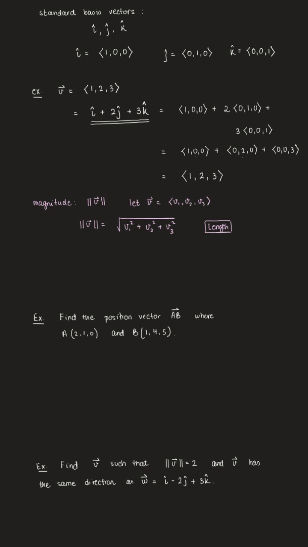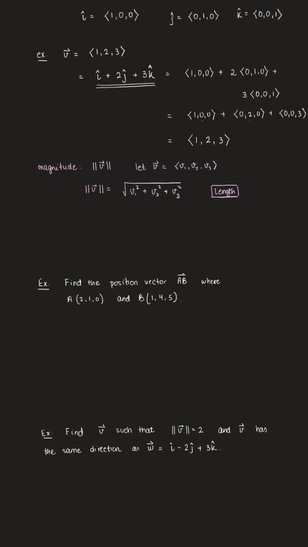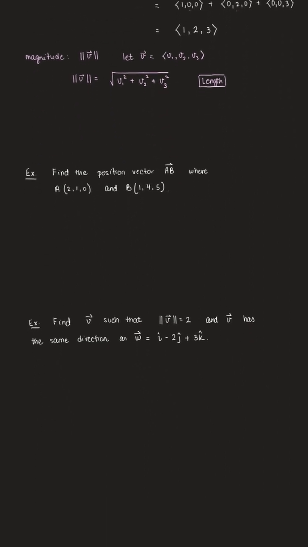Okay, let's do a couple of examples, and we'll see how we can really use all of the ideas we explored in R2 for vectors in R3. So for our first example, let's find the position vector AB. Position vector, a reminder, means that the tail of the vector is at the origin. And we want the vector AB between the points A, whose coordinates are 2, 1, 0, and B, whose coordinates are 1, 4, 5.